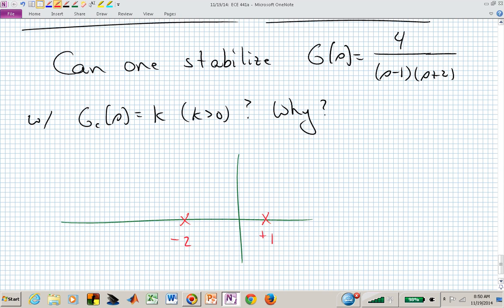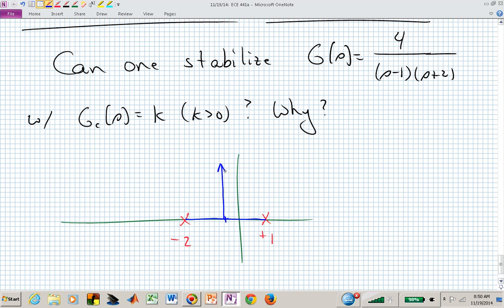What's the root locus of this guy look like? What's my pole zero excess? 2. How many asymptotes do I have? 2. What are their angles? 90 and -90. Where's the breakaway? Halfway between those 2 poles, because I just have 2 pure poles. And they're separated by a distance of 3. They're breaking away halfway between that, 1.5 away from each pole. I'm breaking away here at -1/2.